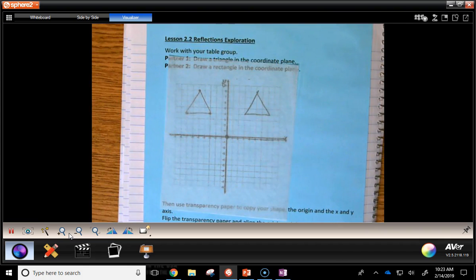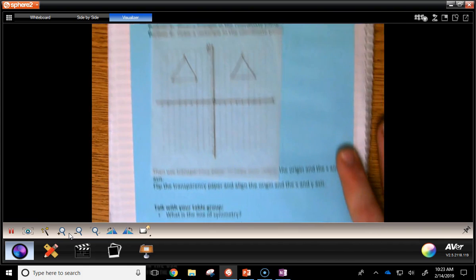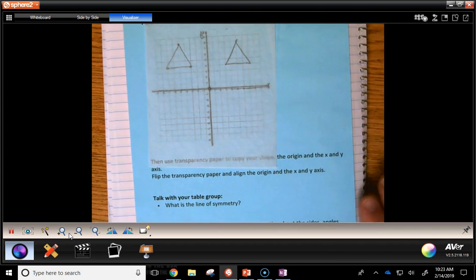I want you to take a few seconds. You don't have to draw anything. You're just flipping it over right now. What is the line of symmetry? And when you reflect your figure, what do you notice about the sides, angles, and parallel lines? Parallel lines if you have the rectangle. I'll give you about 60 seconds. Turn and talk with your neighbor, and then we'll discuss it.